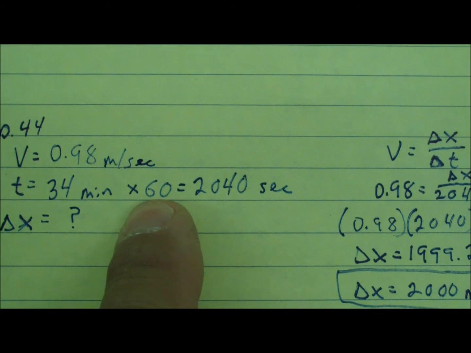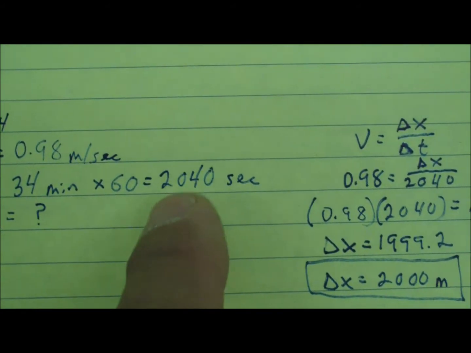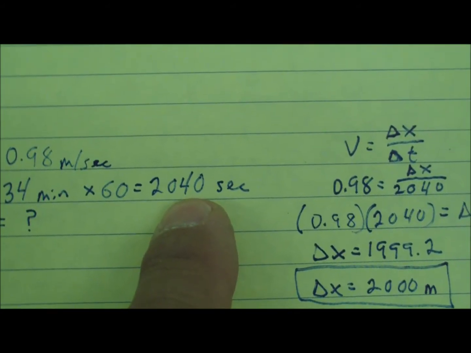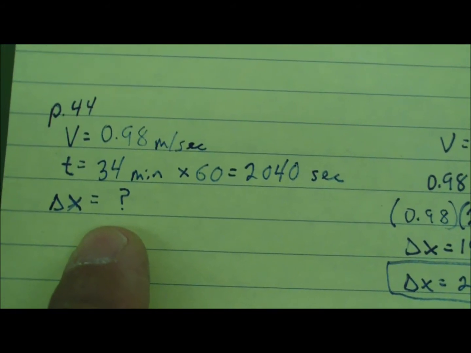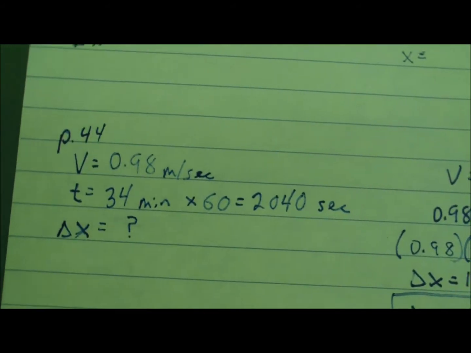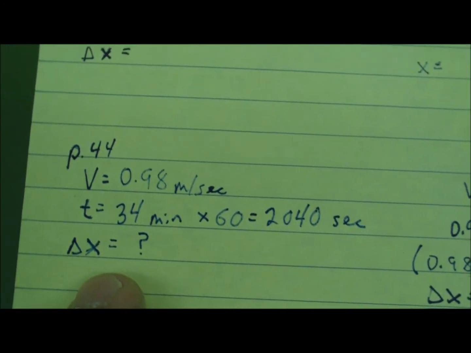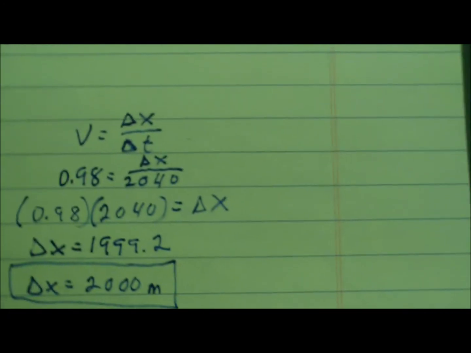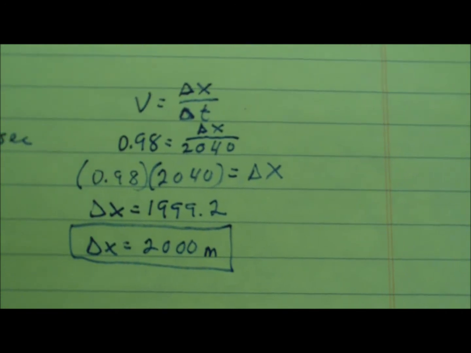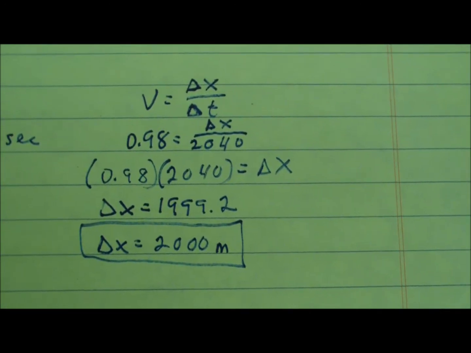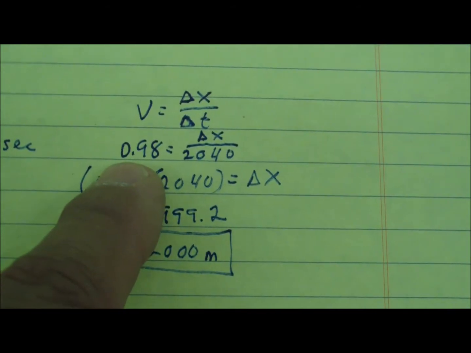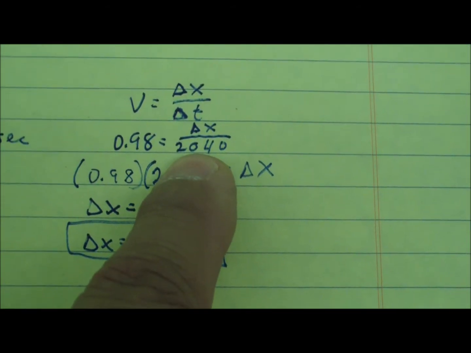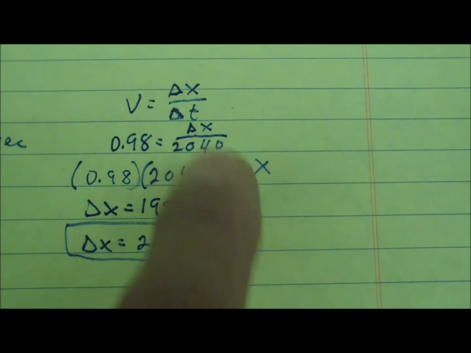So if I multiply this by 60 seconds, I have 2,040 seconds. And then, of course, I want to know how long in terms of a distance these folks traveled. Okay, so I can look back at all my equations, and this is probably the best one that will give me the quickest answer. My velocity goes here, my time goes here, my unknown is here.